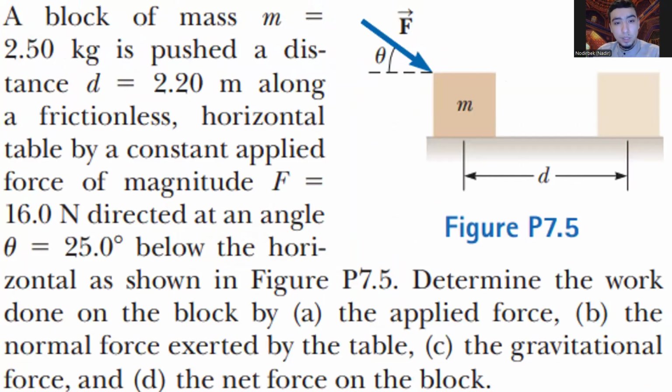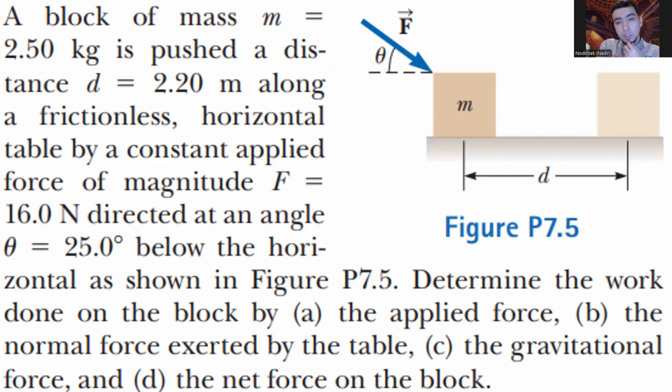The next question is given like this. It shows a block being moved from one place to another with a displacement and a force. Our force is equal to 16. It gives us the mass, which is 2.5, and it gives us the theta, which is the difference in angle between force and displacement. And then it also gives us the change in displacement. So this question asks us the work done by the applied force, the normal force exerted by the table, the gravitational force, then the net force on the block.